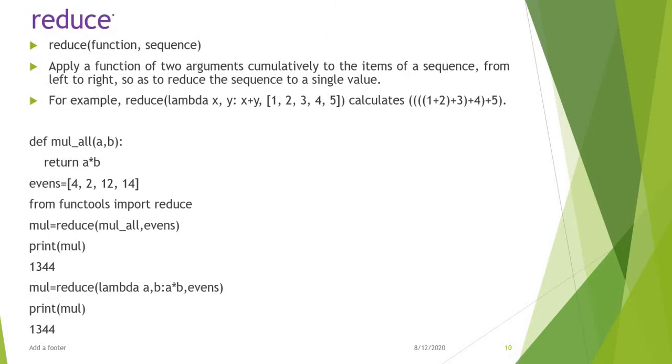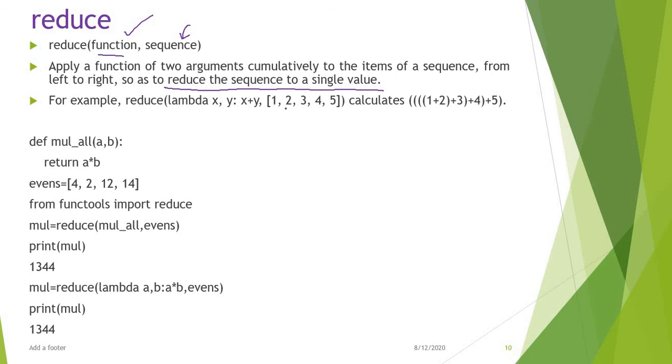Then the reduce method. Again, the arguments are the function and the sequence. This function can be a user defined function or a lambda function. What this reduce method will do is take 2 arguments at a time and cumulatively perform some operation. Finally it will reduce the entire sequence to a single value. That's why this is called the reduce method. So we'll get a single value.